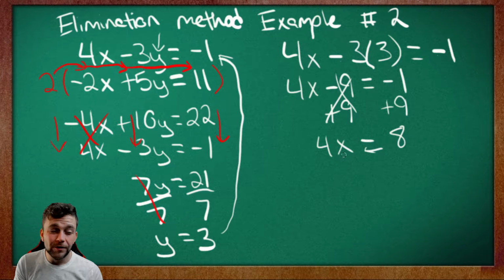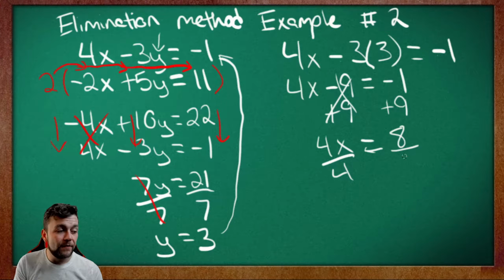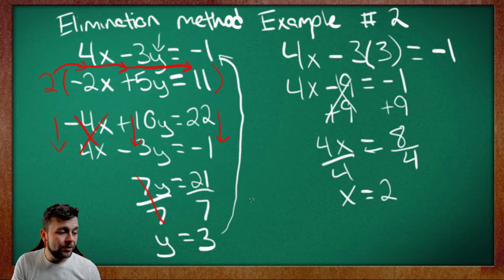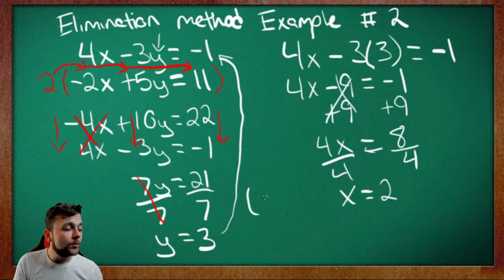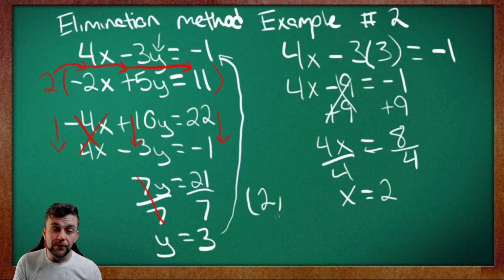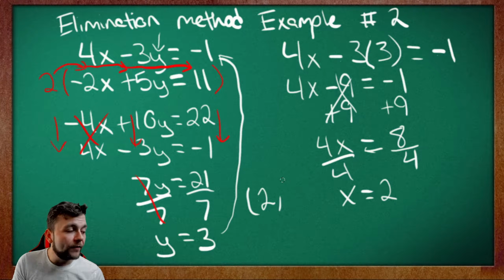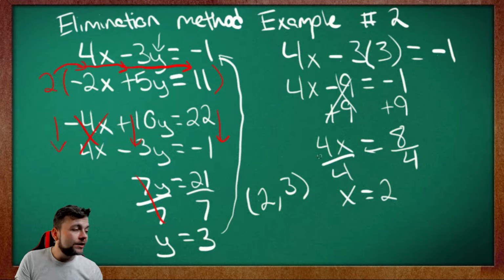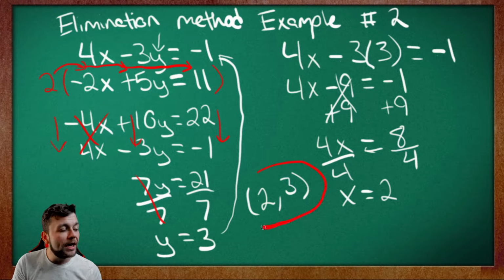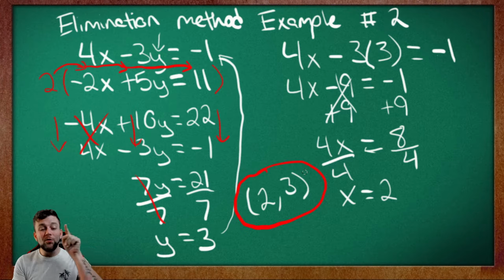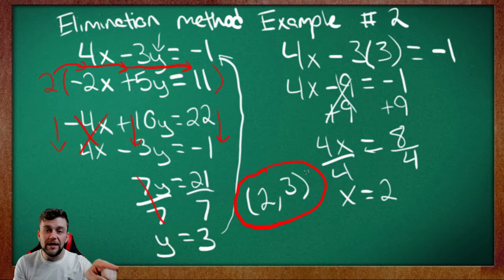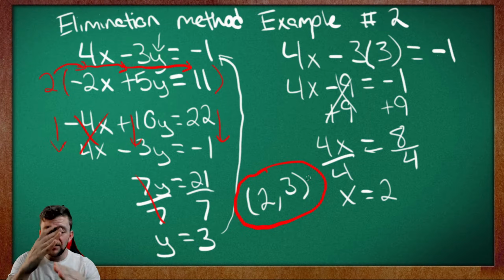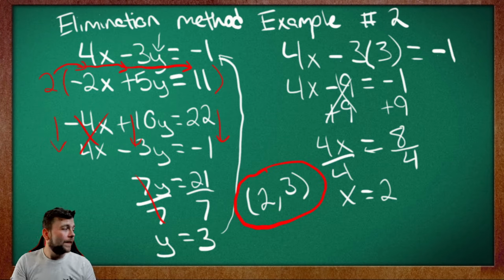How do we get rid of the 4? Divide both sides by 4. X equals 8 divided by 4 is 2. So our answer to this problem, we'll put it in point form. We have the x value of 2, which is your first number, and the y value of 3, which is your second number. And that is the solution. That is where these two lines intersect, is the point 2, 3. So boom, we know where it landed. We know where it hit. The two lines crossed at 2 and 3.